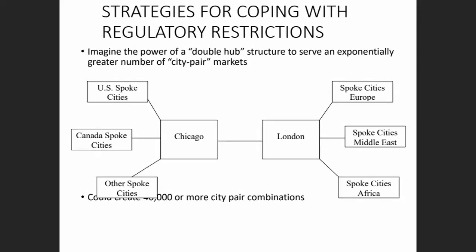Strategies for coping with regulatory restriction. Imagine a double hub structure to serve an exponentially greater number of city pairs. That is, US spoke cities to Chicago, Canadian spoke cities to Chicago, and other spoke cities to Chicago. And then fly over to London, and then obviously from there, going to spoke cities in Europe, the Middle East, and Africa.